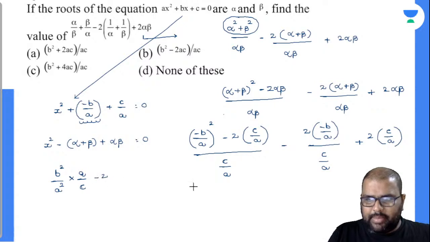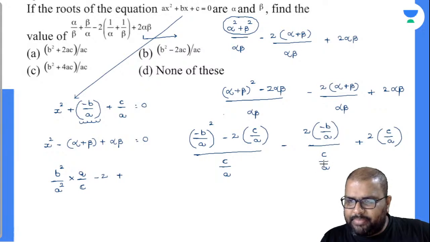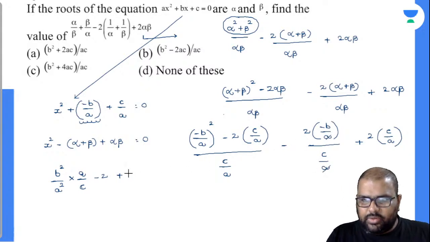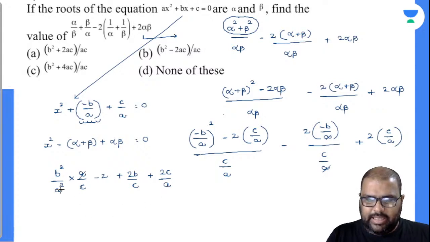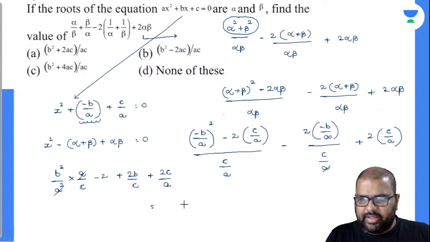Minus 2. Now see here, I am writing down this format like this, plus. Now this minus into minus will become plus. This a gets cancelled. So automatically this becomes 2b by c plus 2c by a. Hope you got my point there. So finally, what will be my answer? A gets cancelled down here. So I'll write down the final answer: b square by ac plus 2b by c plus 2c by a minus 2.